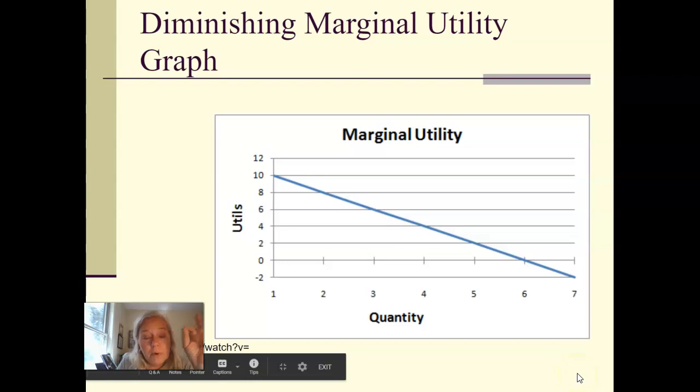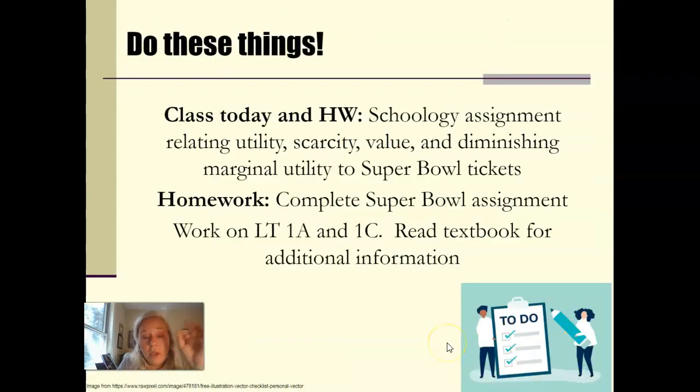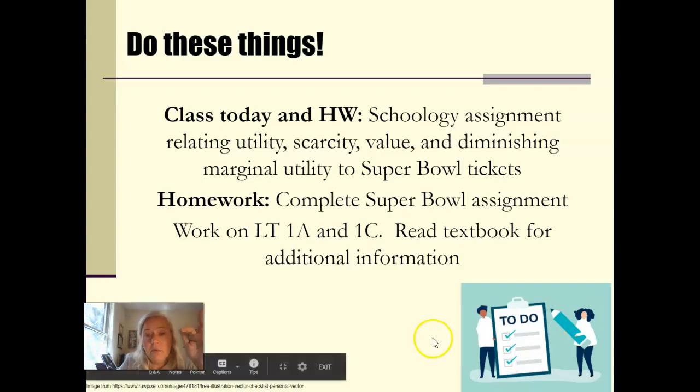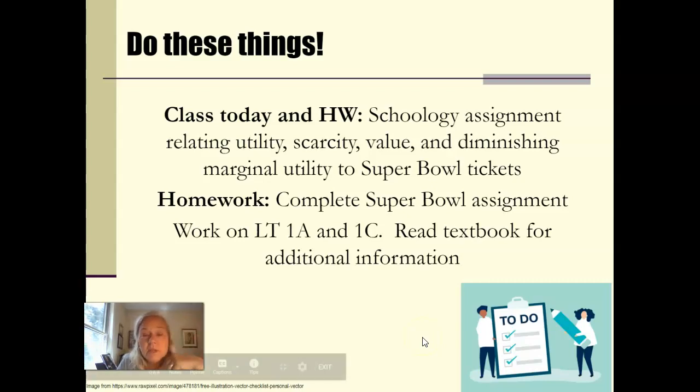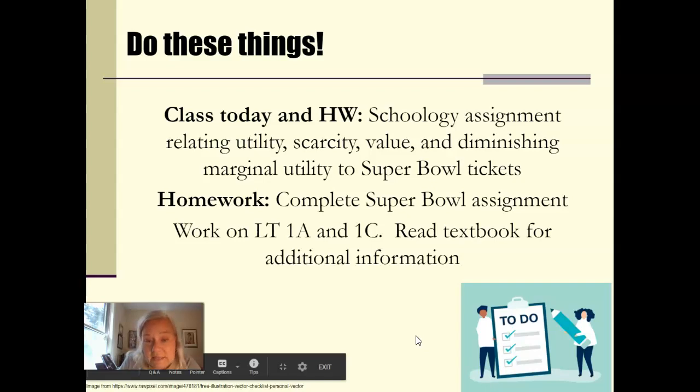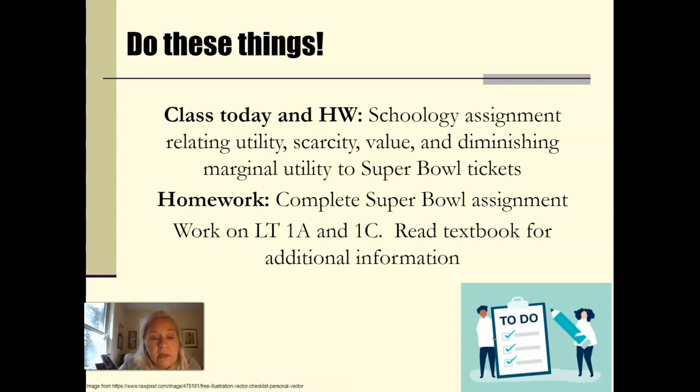Okay, so this was a pretty fast lesson today. So what you need to do is go to Schoology and read the assignment relating to the Super Bowl. And it will address things like utility, scarcity value, and diminishing marginal utility. You're going to read the article about the Super Bowl that was in Minneapolis in 2018, and then complete the assignment. You should also be working on learning targets 1A and 1C. And I just want to remind you as well that you have an ABA assignment due at 3:30 today. The homework assignment can be done later.